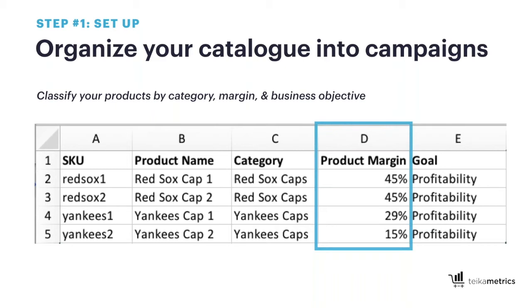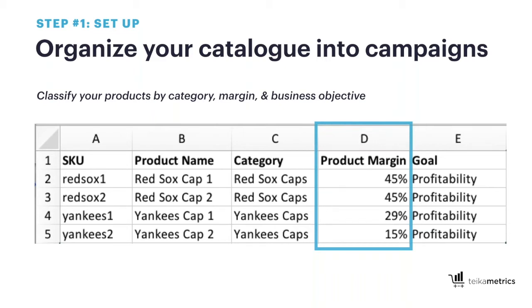So, you want to be thinking about, first off, what's the category? You want to organize by category. You want to organize by your business objective. So in this case, we're looking at our goal, which is going to be column E, profitability. But then we're also looking at column D, which is the product margin. Really, when we think about that, we know that John can spend more on his Red Sox caps than he can on his Yankees caps. We figured that out by doing these product margin calculations. So we really want to make sure that we put those in two separate advertising campaigns.